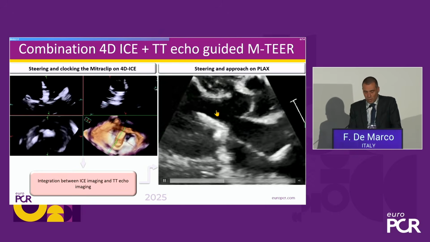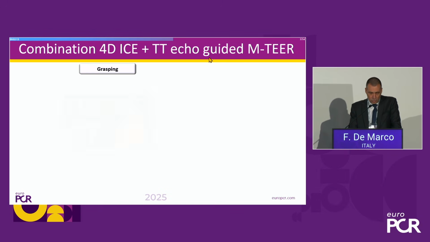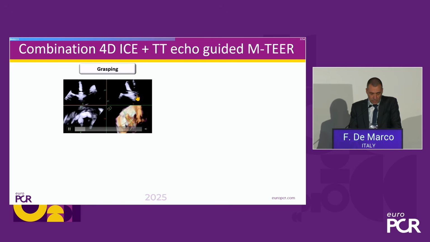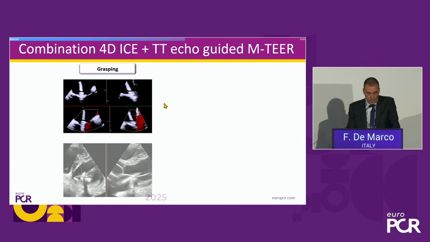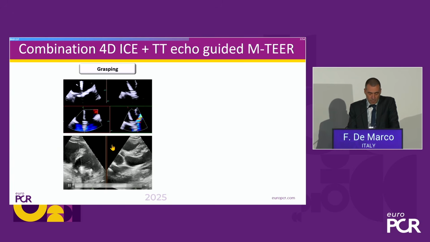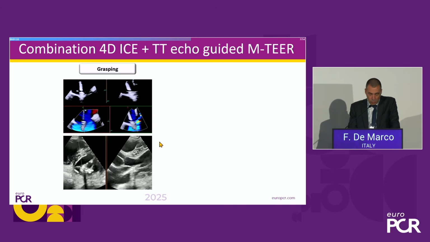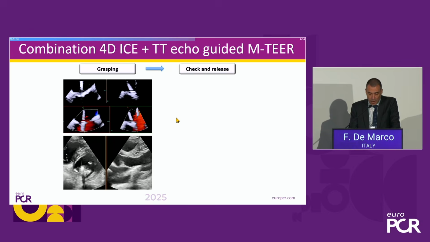We steer, we approach the mitral valve on short axis, and then we perform the grasping. In this case, the image quality on the ICE is good. We can also obviously place the color and assess the echo. We confirmed in this case that the grasping was good for the MitraClip, also on some transthoracic echo windows.